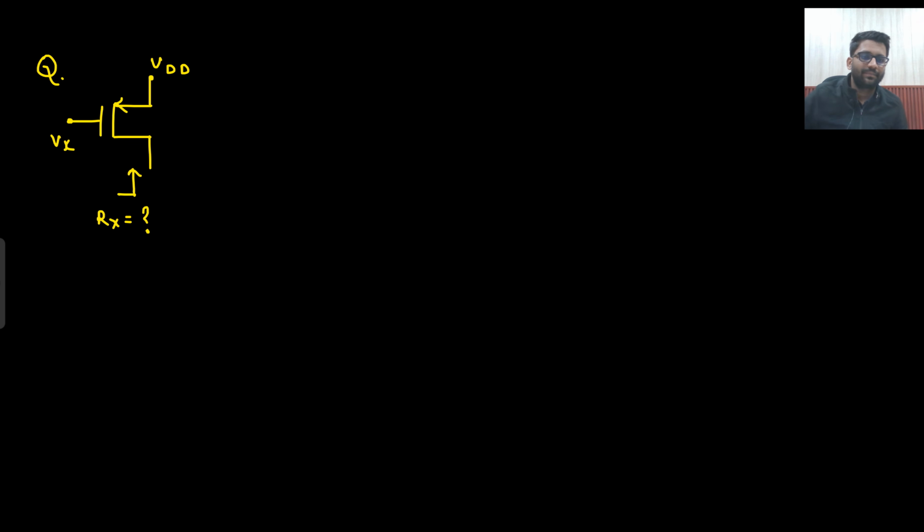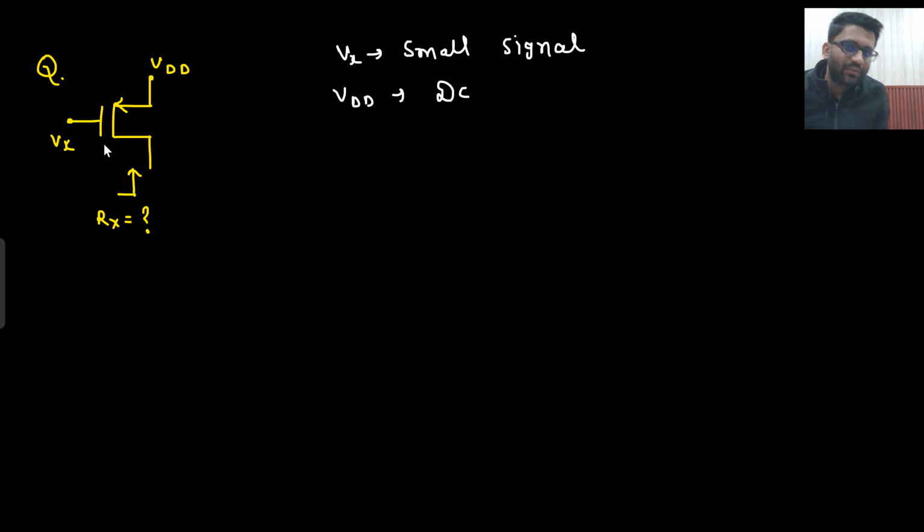Okay. Solve this question. Vx is the small signal voltage, and VDD is DC. This is given in the examination. Solve this question on your own. I need the answer. What will be the value of Rx? Vx will be grounded. What will happen? VDD is grounded.